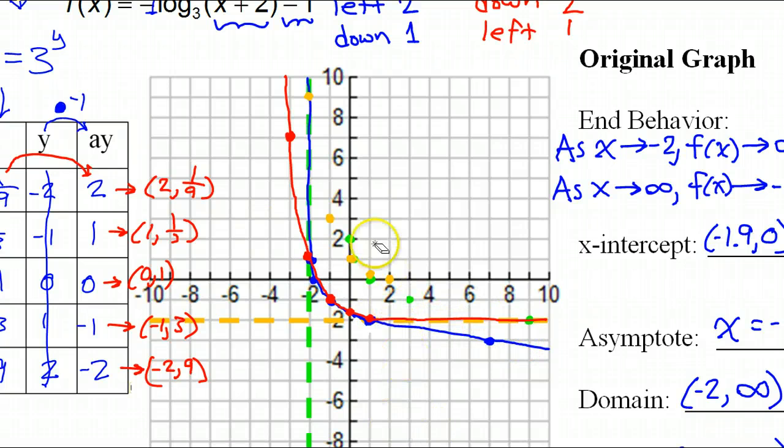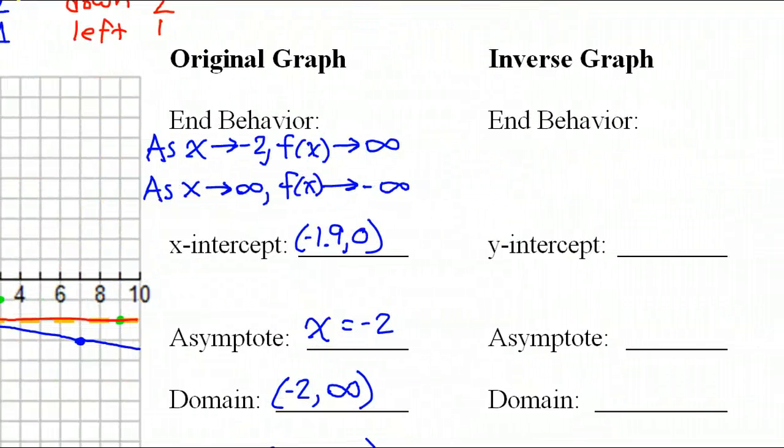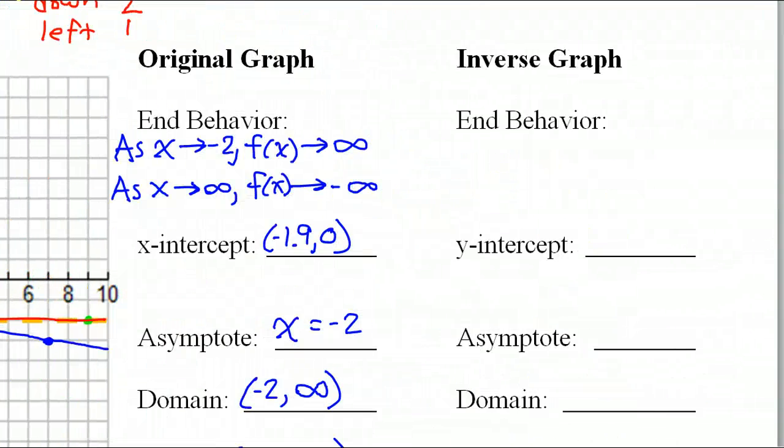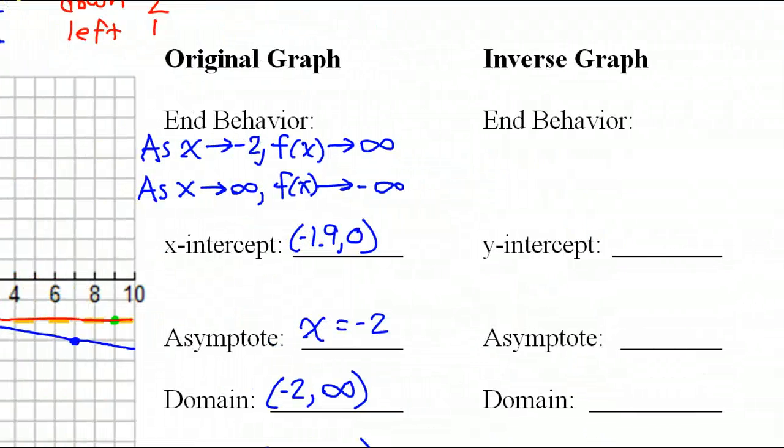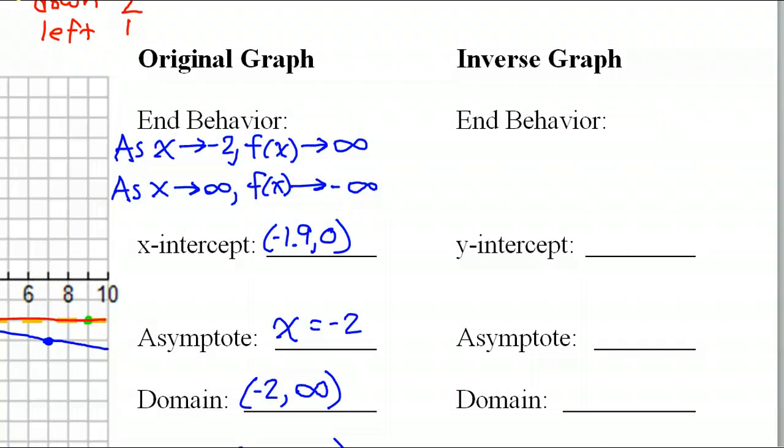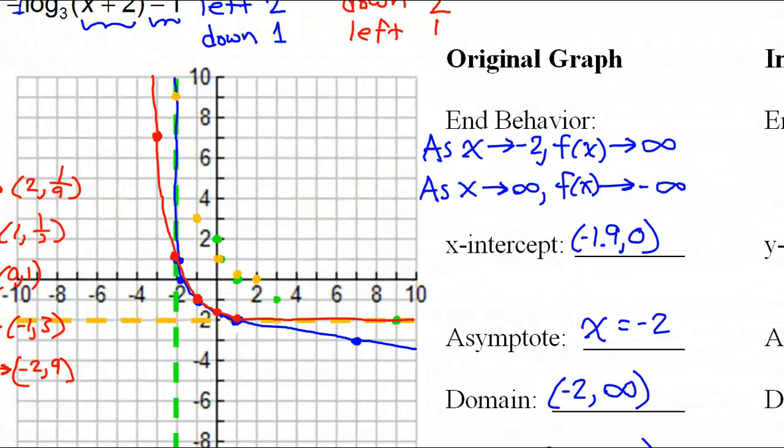Okay? I want to see the dots of the parent function. And I want to see the dots that you used when you graphed the final answer. Don't just throw something down. Okay. Now we need to answer these questions. End behavior. Remember, for the inverse, we are looking only at the red, not the blue.